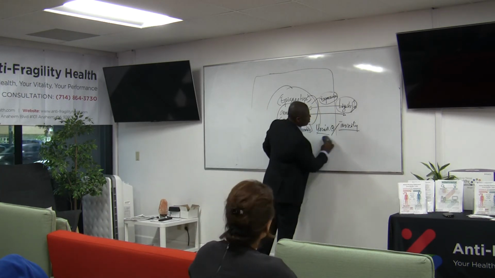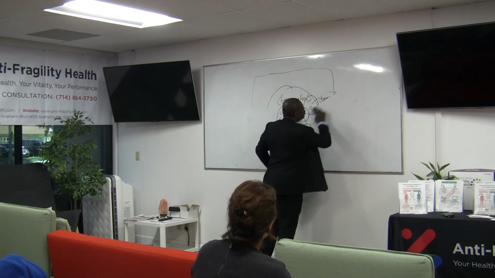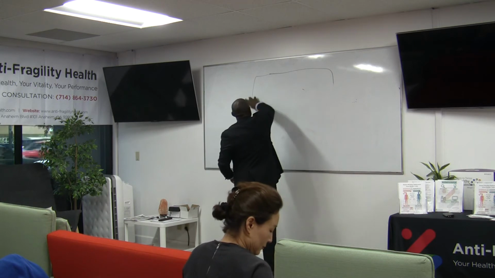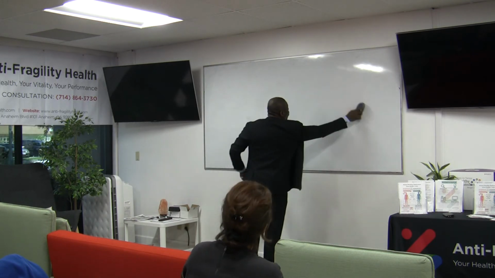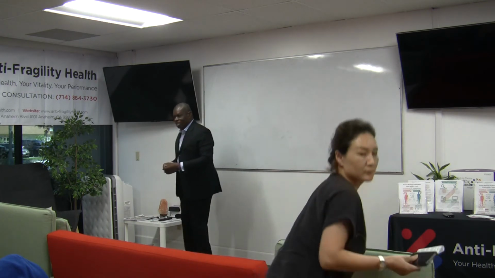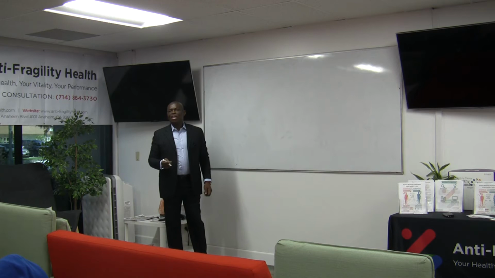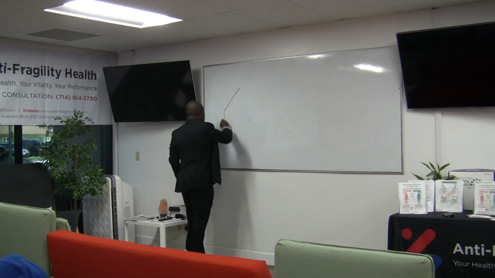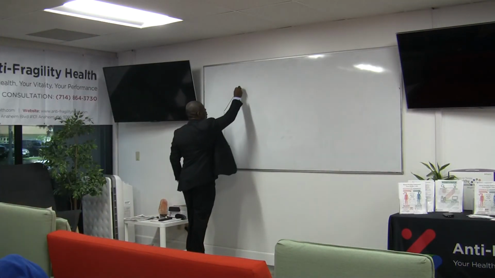So there are 6 biological systems that we want to address. There are 6 biological systems that address the overall pathway to health. So let's look at those 6 biological systems.